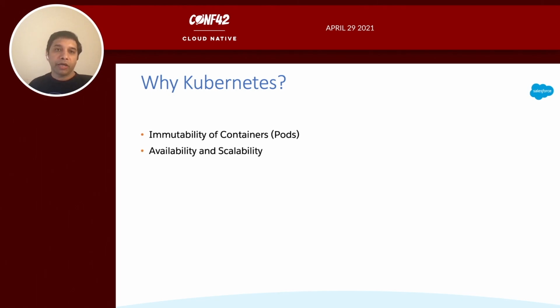The second reason why we felt Kubernetes and containerization was a good thing was availability and scalability. With Kubernetes, it's really good about making sure that if you're running your containers on a particular host or set of hosts, and if something happens to those hosts, Kubernetes can monitor and catch those issues and immediately restart those containers on a different host.